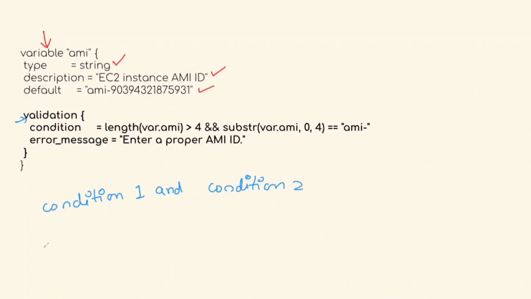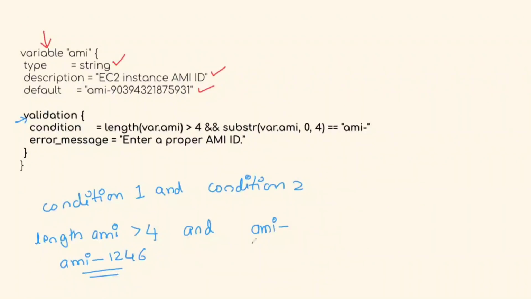The first condition is that the length of the AMI has to be greater than 4. So it has to be, AMI 1, 2, 4, 6. It has to be greater than 4. Less than 4, it is going to fail. And the second condition here is the substring. That is, from the AMI ID, we are picking the substring that is ami-. So 0, 1, 2, 3, 4. Okay, now it's proper.